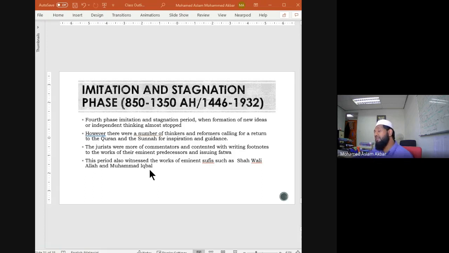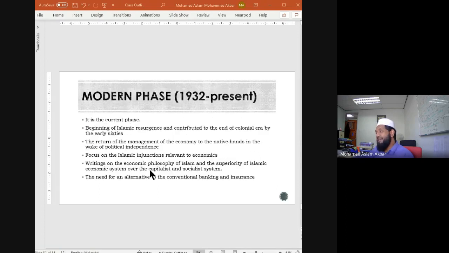Like you can see, from 1446 until 1932, these are the periods actually. Very few scholars actually stood up and wanted to discuss this. Then we have right now the modern phase, 1932. This is the current one.